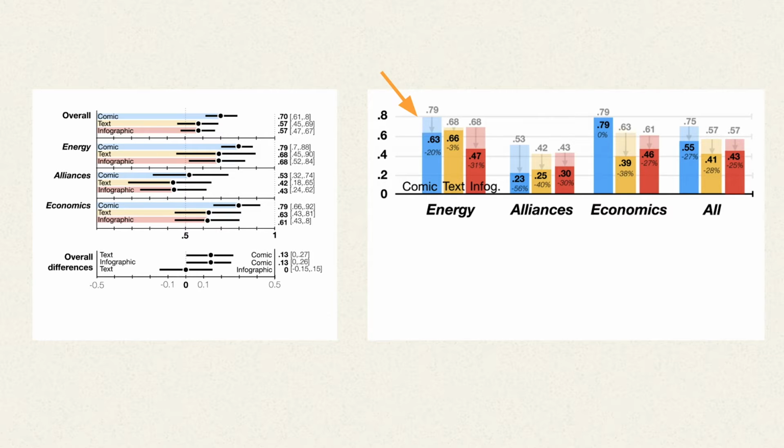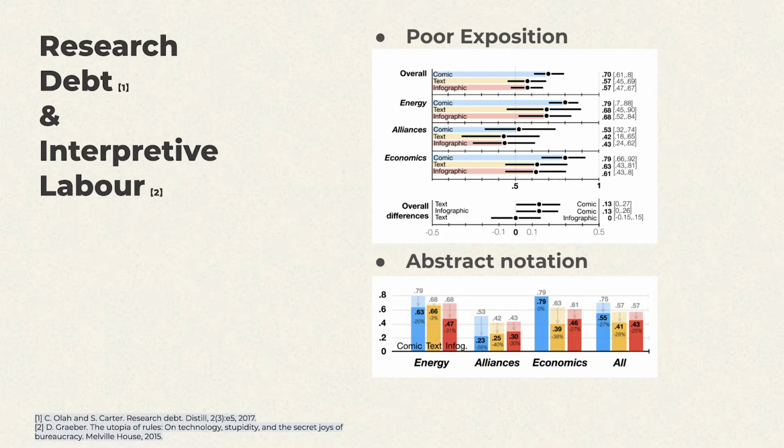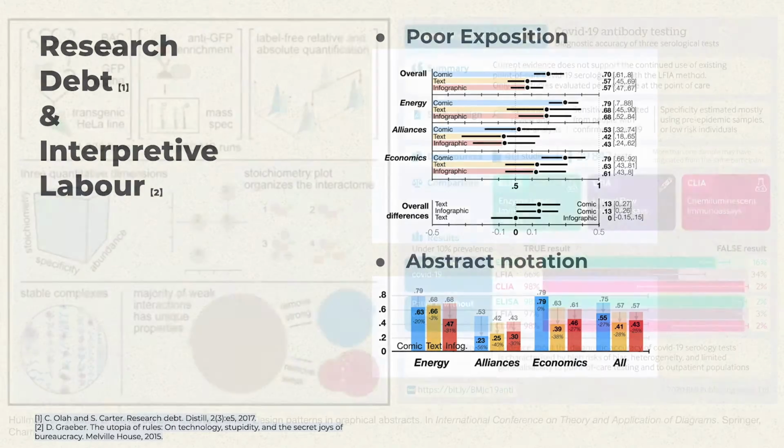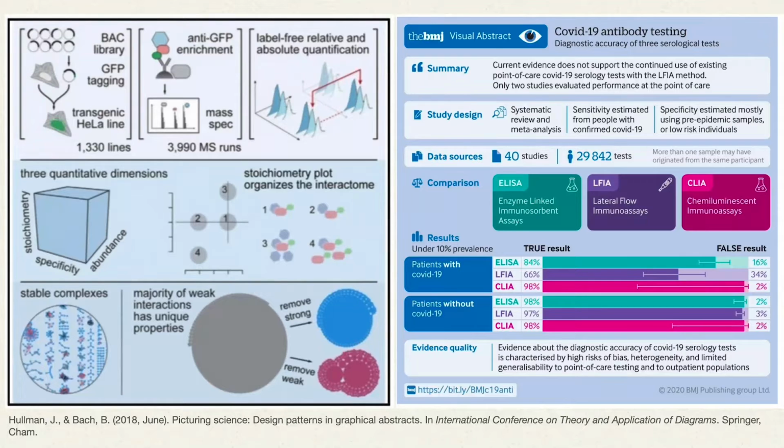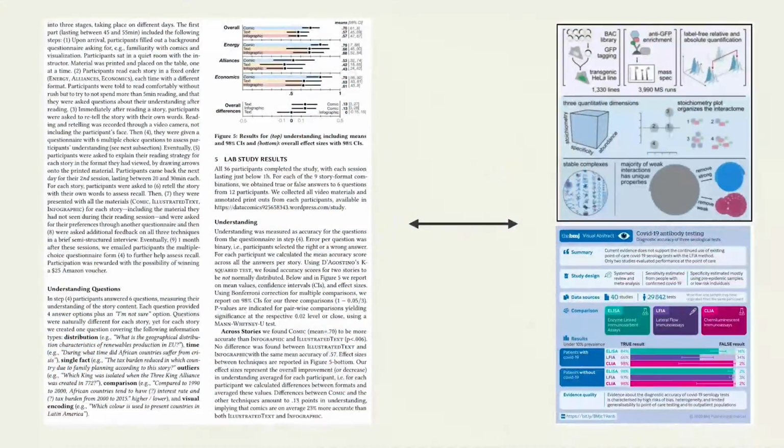So poor exposition, abstractions, and notation like this can add to research debt and create an increasing need for interpretive labor. To make research findings more accessible to both experts and lay audiences, a range of formats have emerged to complement the traditional articles. For example, graphical abstracts, posters, videos, interactive explanations. However, the oversimplification can cause important details to be sacrificed, such as concrete descriptions of methods, decisions, and context.